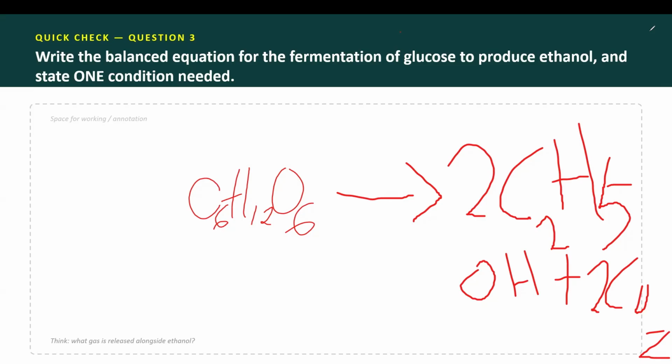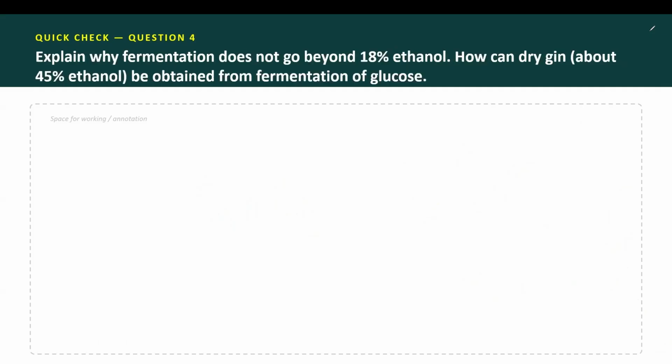So let us proceed. I want us to finish this. I don't want us to carry it over to another day. This is SS3. So explain why fermentation does not go beyond 18% ethanol. How can dry gin, about 45% ethanol, be obtained from fermentation of glucose? Now, this is the kind of question you are going to see in WAEC. I need somebody to quickly unmute themselves and answer this. You don't have to write this. Unmute yourself.